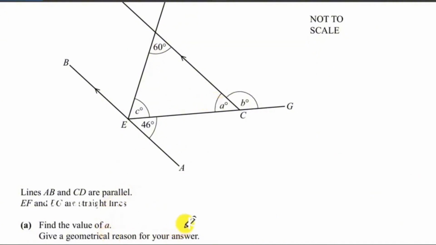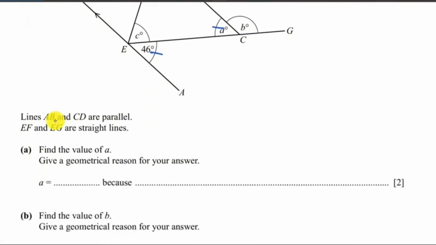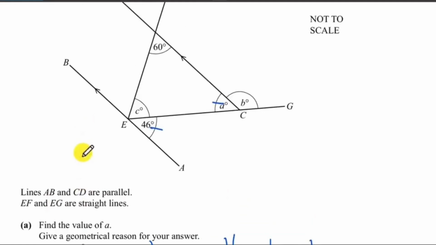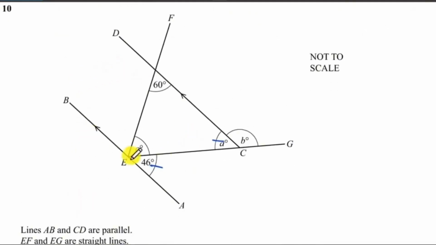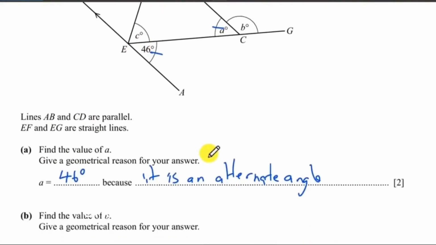So you can tell that if these two lines are parallel and there's a line cutting across them like this, the angle which is formed here is equal to this angle here. These ones are called alternate angles. So angle A is equal to 46 degrees because it is an alternate angle. So we can mention the specific angle DCE. It is an alternate angle of DCE. All right, so 1 mark for the angle, 1 mark for the reason. You can put a hat there to show that the angle is at C.